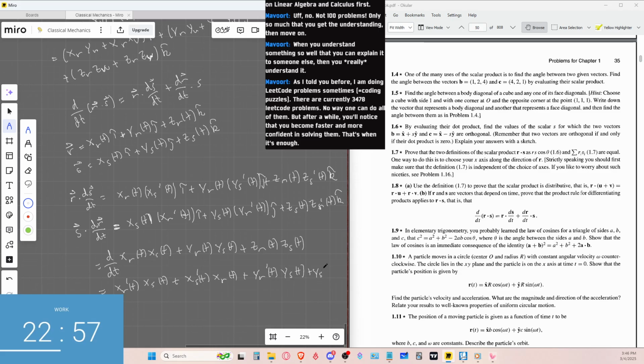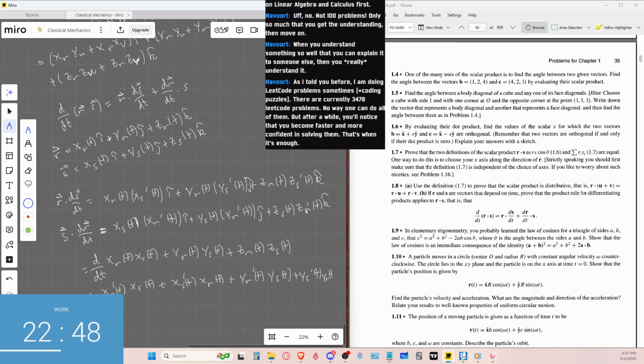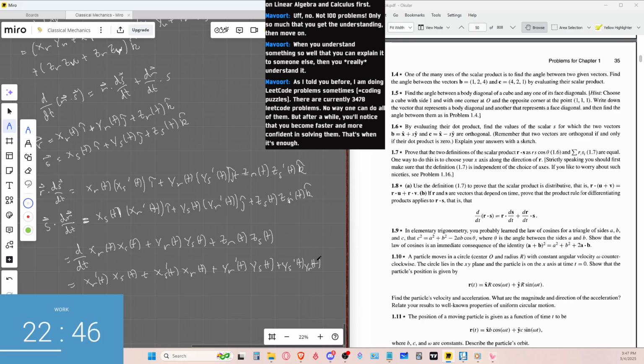I do like writing equations like this, but I do hate it when I run out of room. If you guys ever do math problems, do you hate it when you just run out of room on a paper or on a board, and you're like, oh, I need more paper?